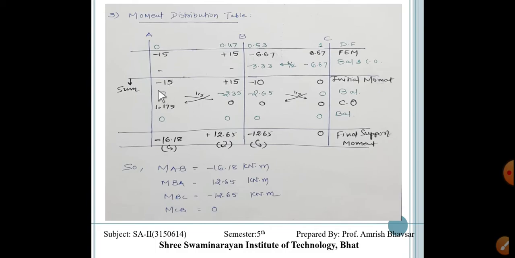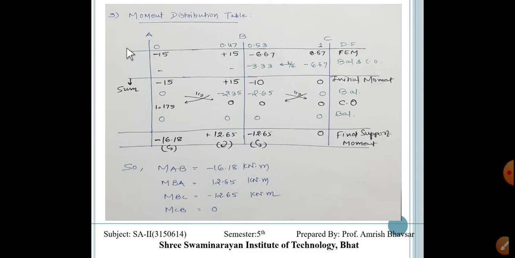We will get minus 15 minus 1.175, which means almost 18. Then we will get minus 16.18. Here the summation of these two is plus 12.65. Here the summation of these two is minus 12.65. Whenever these two are the same, we are satisfied with the correction. And here it is 0.